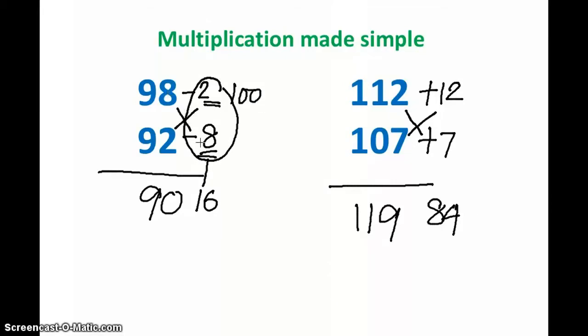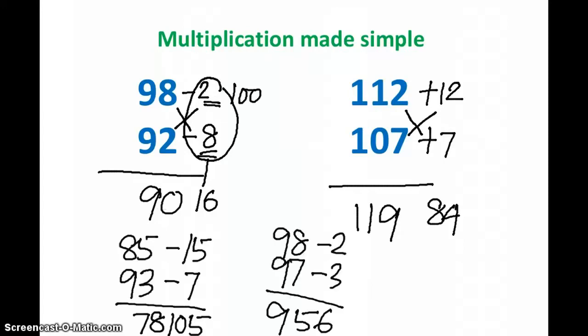So 98 minus 8 gives me 90, and 92 minus 2 gives me 90 as well. So 9016 is the answer. The beauty of Vedic mathematics is sometimes it gives us the techniques to check if my answer is correct or not. Here you can see that 98 minus 8 gives me 90, and 92 minus 2 also gives me 90. So this way I can cross check if I am missing something.